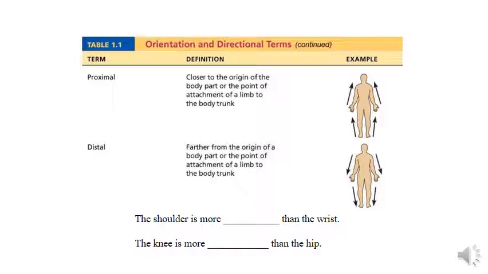Proximal versus distal, these are used for our arms and our legs. Proximal means closer to your body, so closer to the attachment, and distal means away from the attachment. Okay, but again, remember, these are only used for the arms and legs, and if both structures are in the arms and legs. So if you look at these examples here, the shoulder is more what than the wrist? Because the shoulder is closer to your body, it's more proximal. And the knee is farther away than your hip, so the knee is more distal.